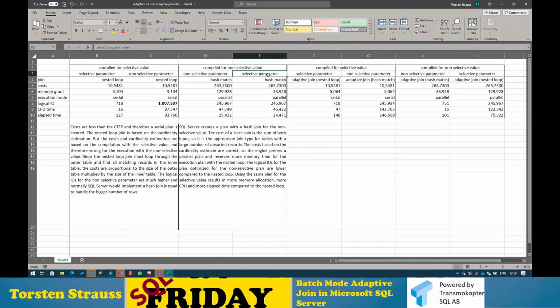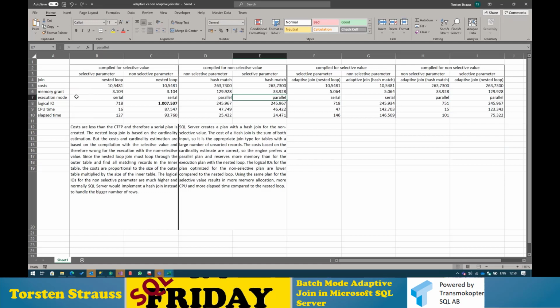When I execute the same stored procedure once a plan is cached with a selective parameter, we are not in trouble. I would say it is, compared to this execution, a little bit slower, and we still have more memory grant.